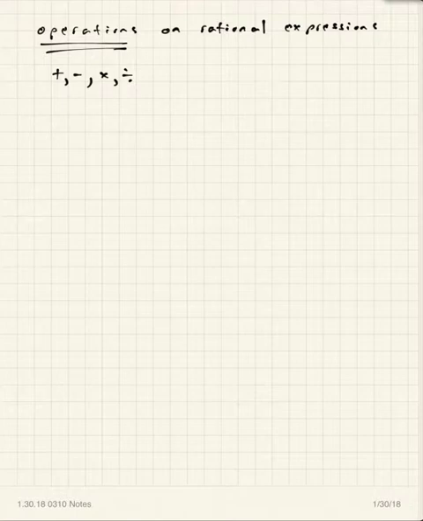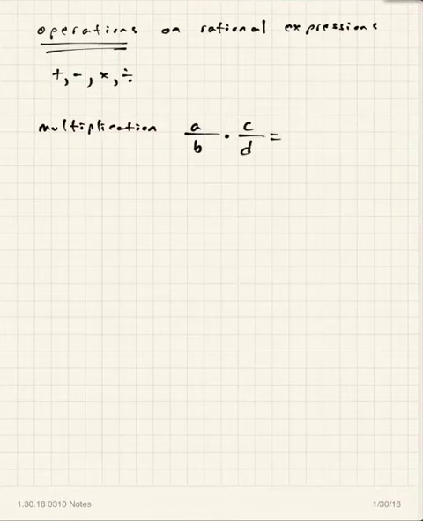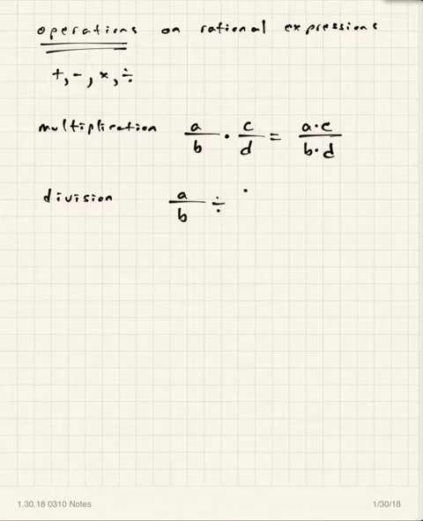Now, with multiplication, I just want to remind you about rules for fractions. If you have a over b times c over d, if you're just multiplying two fractions together, all you do, remember, is multiply the numerators and multiply the denominators, right? Just multiply across. A times c and b times d. And division, if you recall, if you have a over b divided by c over d, then what you do here is you rewrite the problem as multiplication and you invert the second fraction.